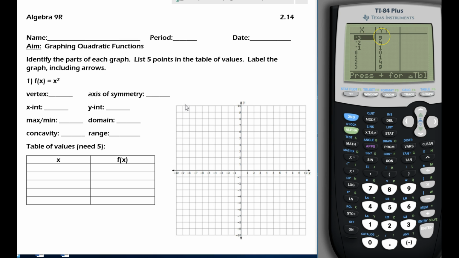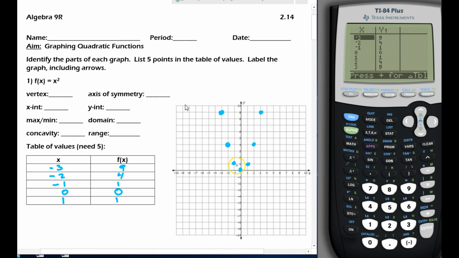So we're going to start by first taking our numbers and entering them in the table. I have -3, 9, -2, 4, -1, 1, 0, 0, and then 1, 1. I'm going to go to my graph, and I'm going to start to plot these points. So -3, 9, -2, 4, -1, 1, 0, 0, 1, 1, 2, 4, and 3, 9.